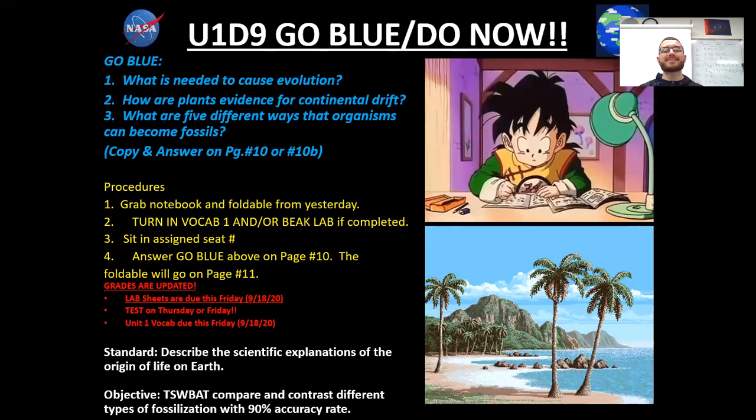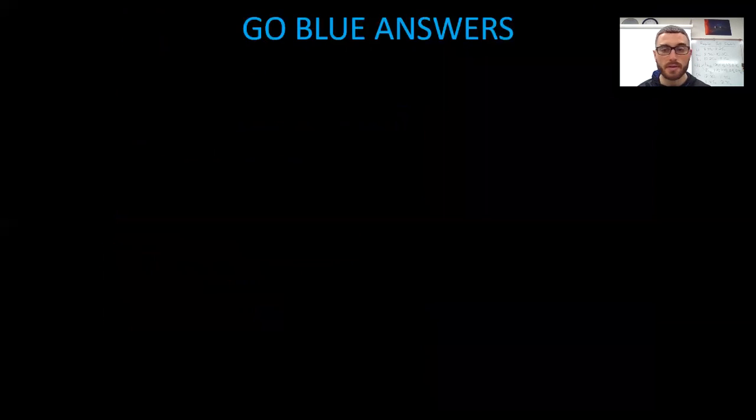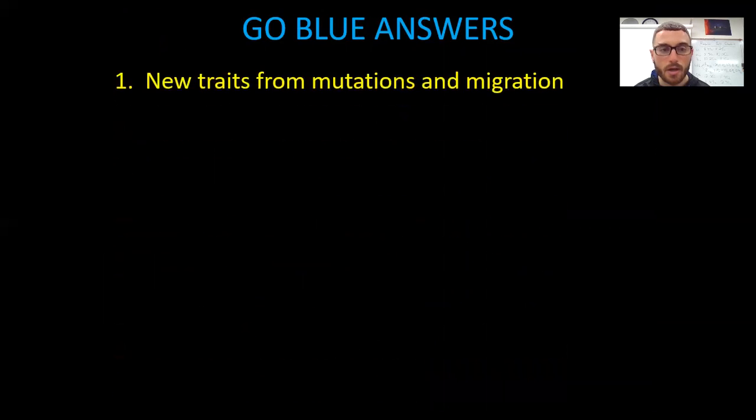Number 1, what is needed to cause evolution? What needs to happen maybe? Number 2, and we're on page 10 or 10B of your notebooks, guys. Keep your notebooks up to date. We have a notebook check every other week, as you know, for online class. Number 2, how are plants evidence for continental drift? And number 3, what are 5 different ways that organisms can become fossils? Let's go ahead and see what we got here. Number 1, again, pause the video, think about it, and then we'll answer it.